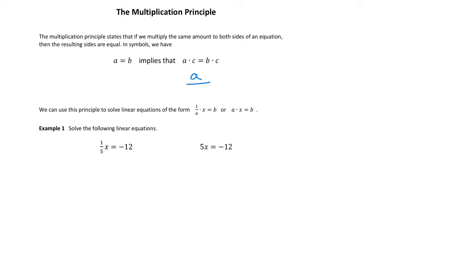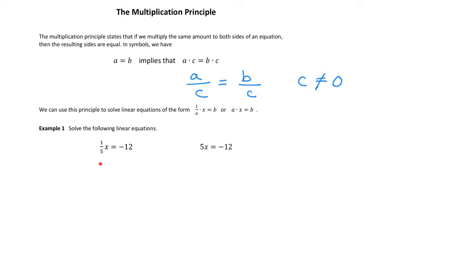That is, if we divide both sides by, let's say, c, you would still have that the left side is equal to the right side. Here we're going to assume that c is not equal to 0 because you can't divide by 0. So as I write down here, you can use this idea to solve linear equations of this form. And so I've put a couple of those in example 1. One where we have 1/5 x is equal to negative 12, and the other where it's just 5x is equal to negative 12.